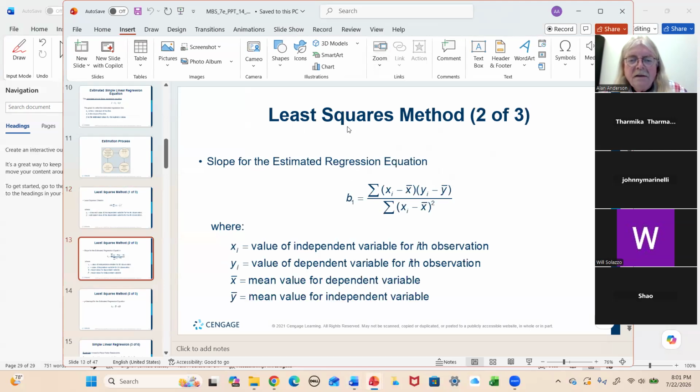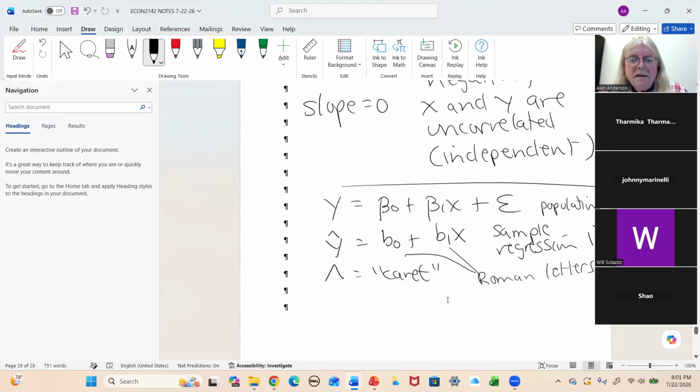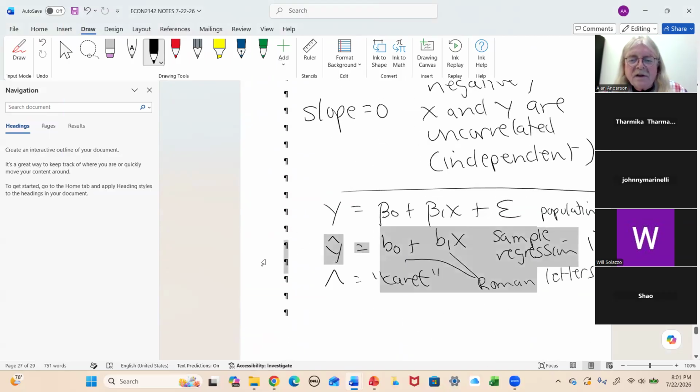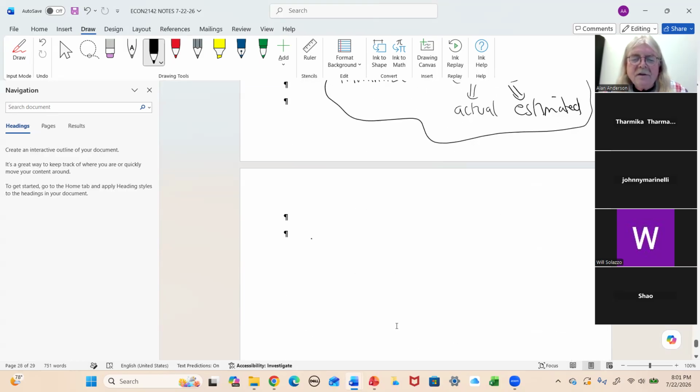Okay, now if you recall, here it is, the sample regression line looks like this. Y with a little hat, as it's called.